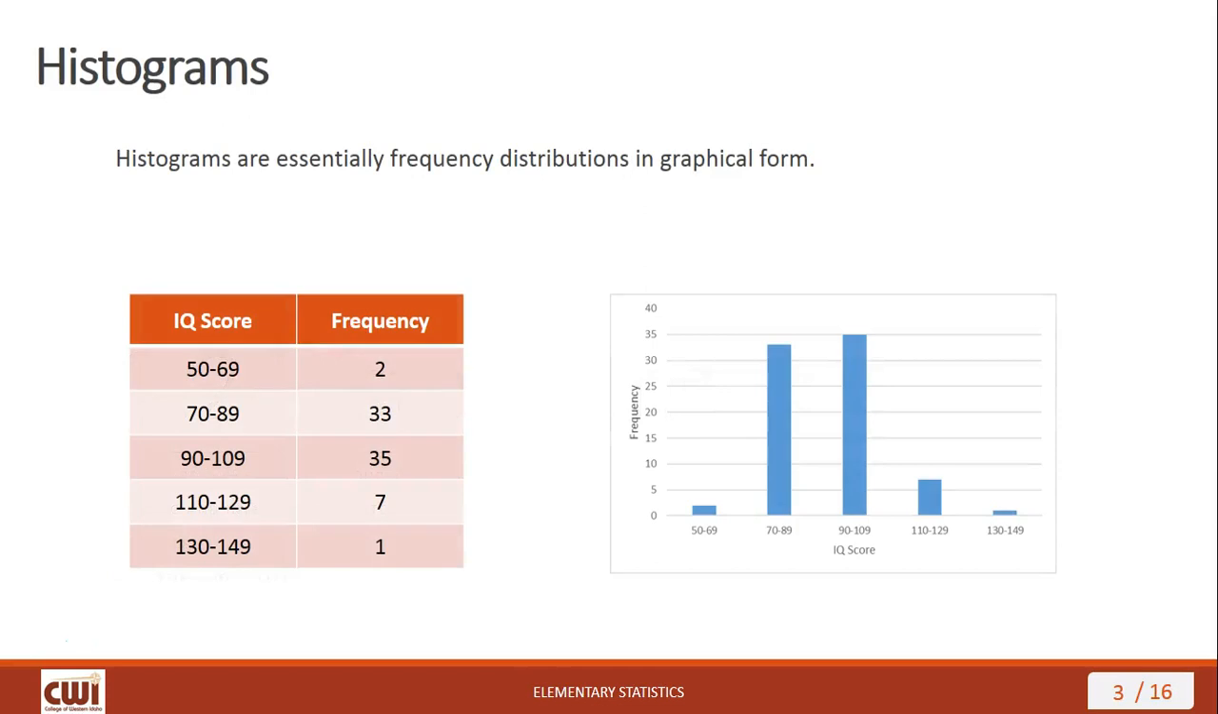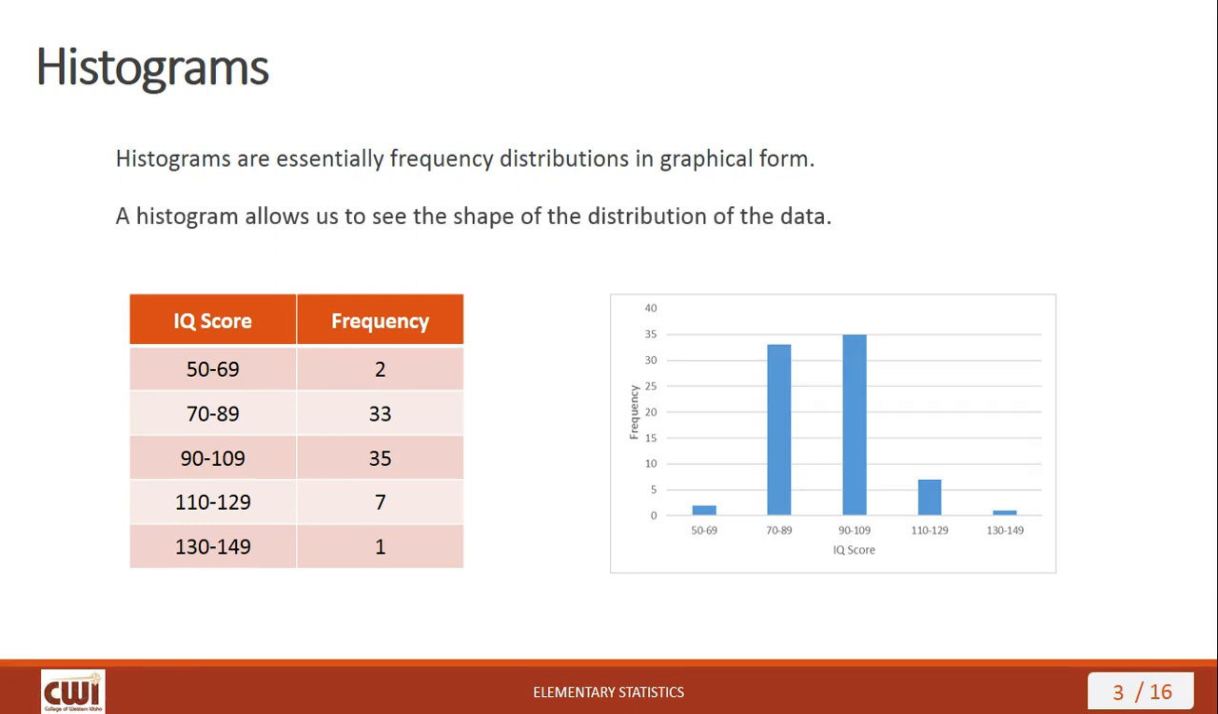Histograms are essentially frequency distributions in graphical form. So here on the left we see a frequency table for IQ scores. And we have some data in the table. So there's two subjects who scored an IQ between 50 and 69, 33 between IQ score between 70 and 89, so on and so forth. Well, if we just take this information from the table and we stick it in graphical form, so there's the 2 for the 50 to 69, and then 70 to 89 has 33, so on and so forth. Then this graphical form is what we call a histogram.